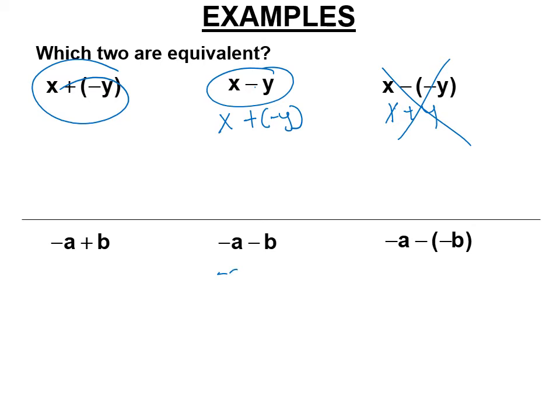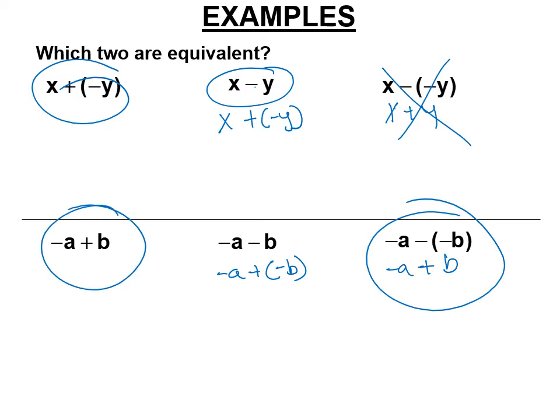So we have the opposite of a minus b is the same as the opposite of a plus the opposite of b. The opposite of a minus the opposite of b is the same as the opposite of a plus b. So which two are the same? These two are always going to be equivalent.